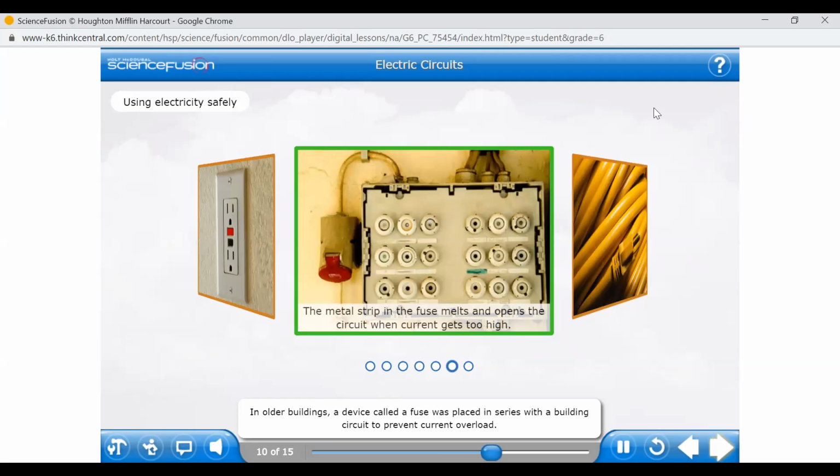In older buildings, a device called a fuse was placed in series with a building circuit to prevent current overload. Excess current causes the conductors in the circuit to heat up. A fuse contains metal with a low melting point. The heat caused by excessively high currents melts the metal in the fuse, and the circuit is opened.